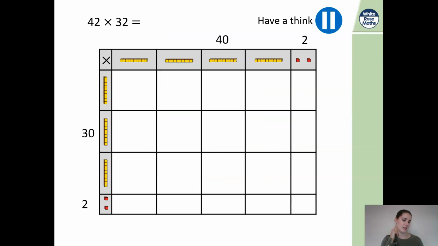Now let's consider this one. So this one looks a little bit more complicated. So I'd like you to pause the video, have a look at the grid in front of you to see how it's partitioned out and see if you can have a go yourself.